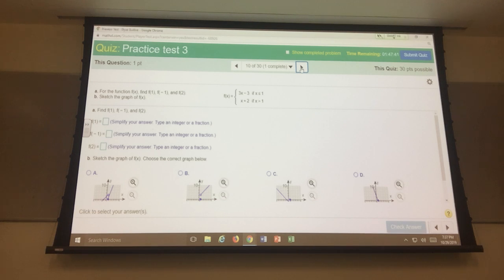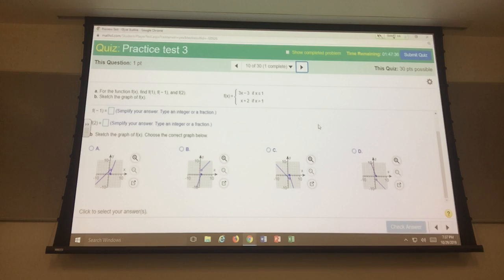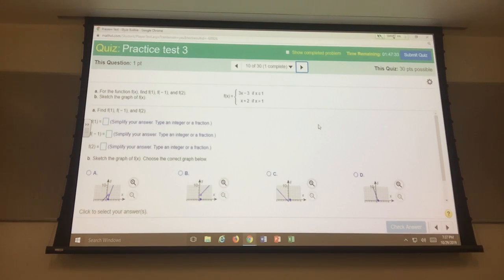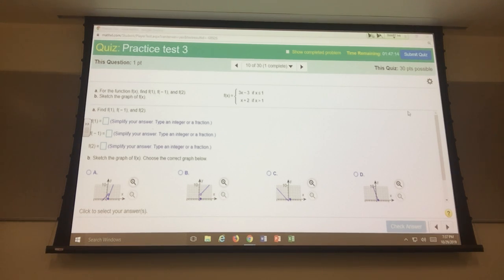So this is plugging in points essentially, and then choosing the correct graph. Can you do that one? Sure. So, how do we choose where it goes, right? If we want f of 1, which one do we plug it into? The first one, because 1 is less than or equal to 1, right? So we plug it in to 3 times 1 minus 3, and we get 0. Yep. So that's the first answer.